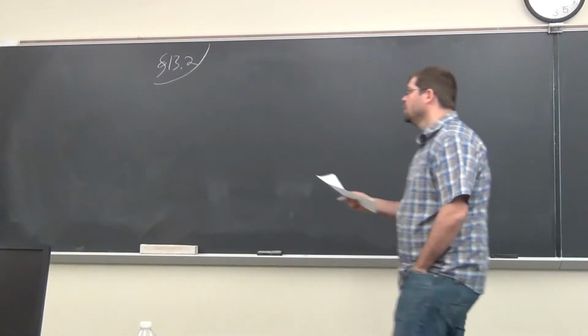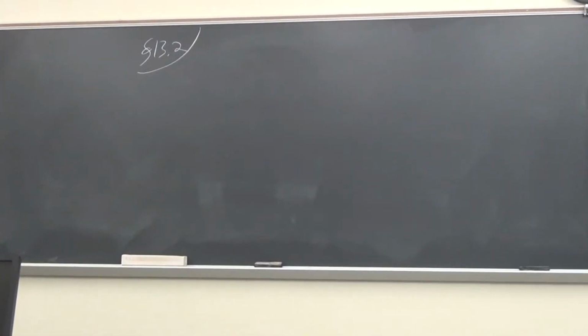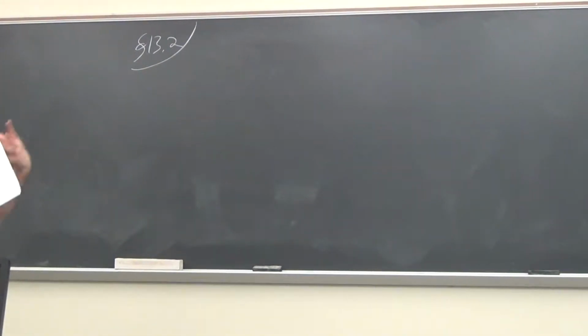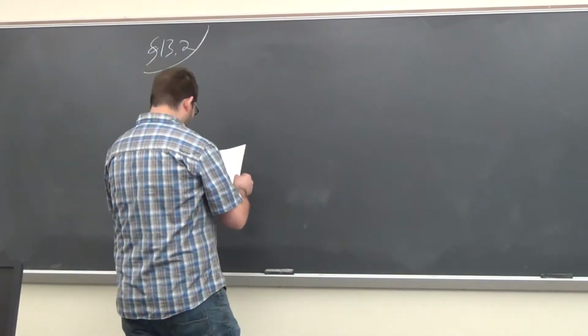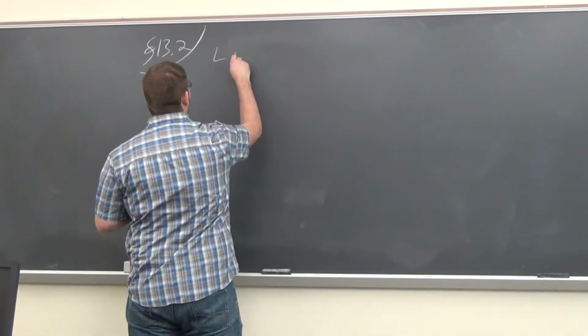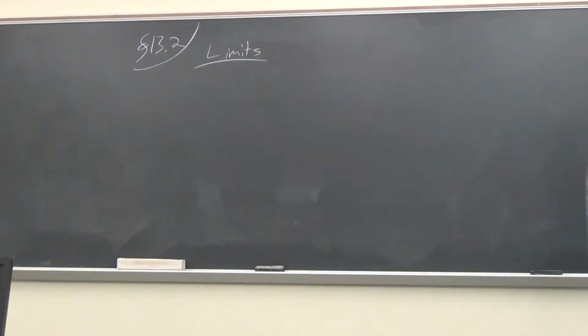Okay, so back into 13.2 here, we're talking about vector valued functions. At the end of class last time, I just briefly mentioned a little bit about limits, right? And so let's just formalize all of that stuff here. We'll need that in the next section when we start talking about derivatives and integrals of vector valued functions.